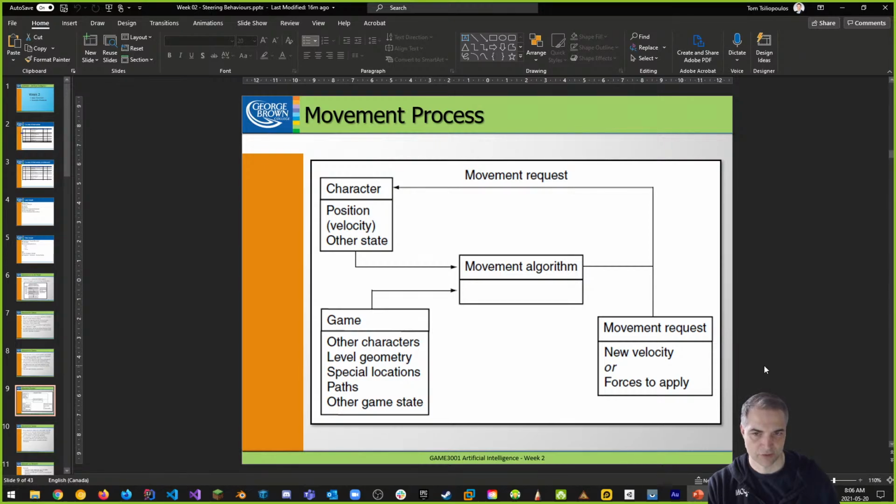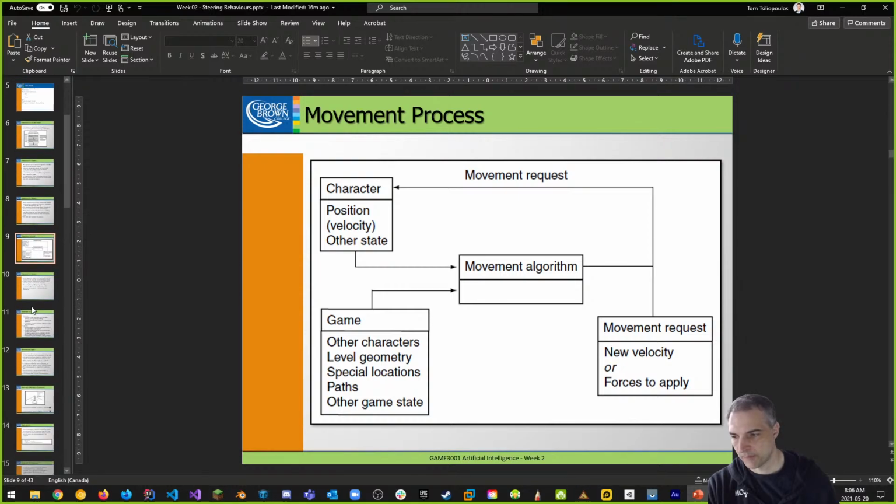So again, the structure looks like this. We have some kind of movement request. Maybe we have some kind of new velocity that we want to attain for the autonomous character, or some kind of forces to apply. Let's say we push the autonomous character with a force, and then the movement request hits the character, and it changes the current position based on the movement algorithm that we're going to give the character. That's typically how it goes. Okay.